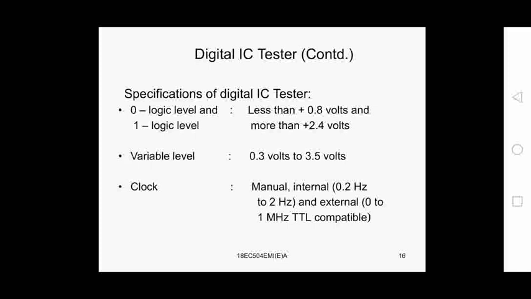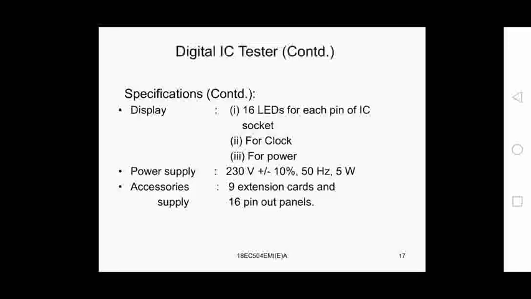You will have the internal clock, that is manual, which can be varied from 0.2 hertz to 2 hertz. You can have an external clock that can be varied from 0 hertz to 1 megahertz, and it is TTL compatible. So the 0 to 1 megahertz clock is TTL compatible, not compatible with CMOS clock. And for display, based on your requirement, you will have different displays. In our discussion we have talked about the 4-digit display.